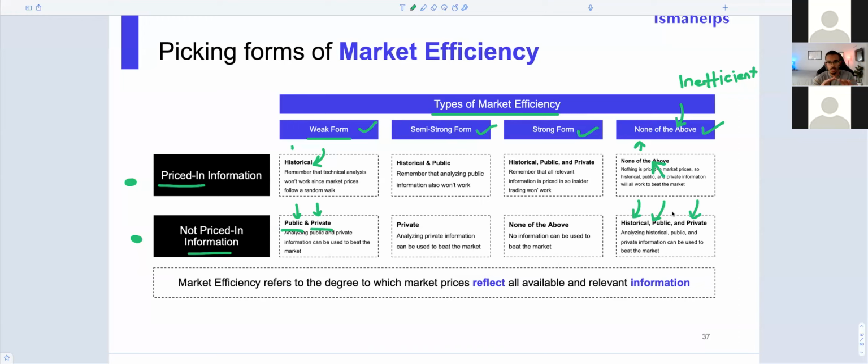So you could use this little table to your advantage in order to figure out, well, when I have a question, what should I say in terms of whether it violates something or whether it's consistent with a form. So just another tool that you could use to your advantage. It's a really good way to have that on your side as you're doing some market efficiency exam-like questions.